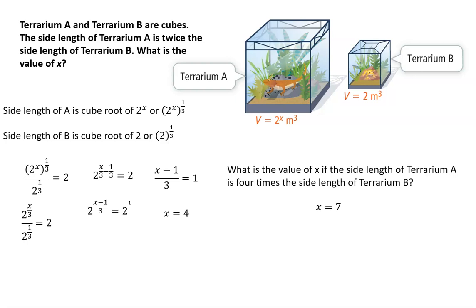Well, if we set up the proportion like we did in the first problem, this time the proportion is 4. And then we continue, take a power to a power, subtract the exponents. 4 can be written as 2 to the second. So now we can set the exponents equal to each other, multiply both sides by 3, and then add 1. And that gives us x equals 7.